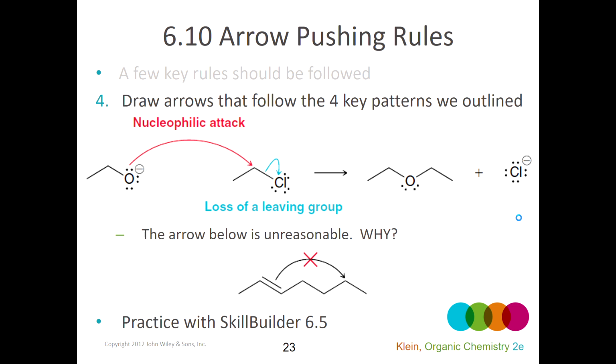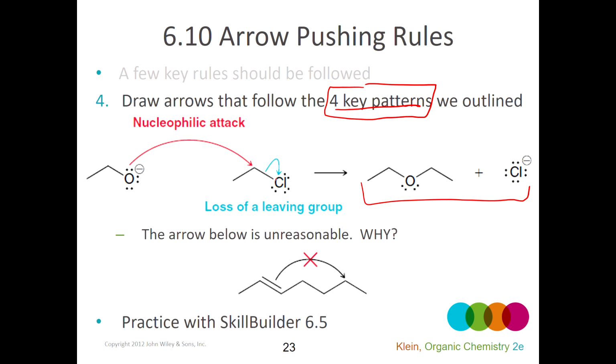And then in general, try to stick with the 4 key patterns: the nucleophilic attack, loss of a leaving group, proton transfer, carbocation rearrangement. Try to avoid anything that doesn't fall into one of those patterns. So, this is good. I've got a nucleophile attacking. I've got a loss of a leaving group. I'm producing reasonable products. I'm not breaking any of the octets for the second energy level atoms.